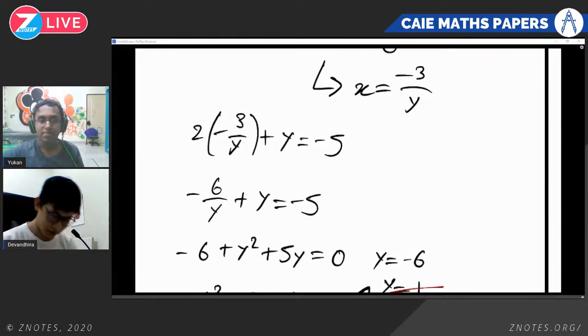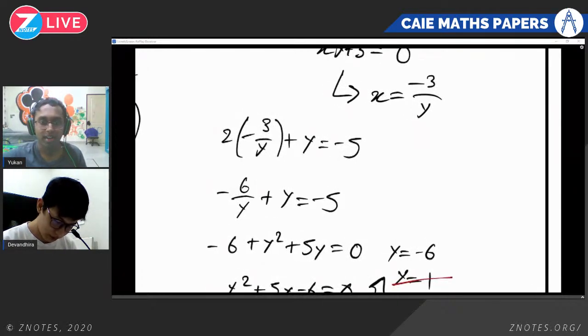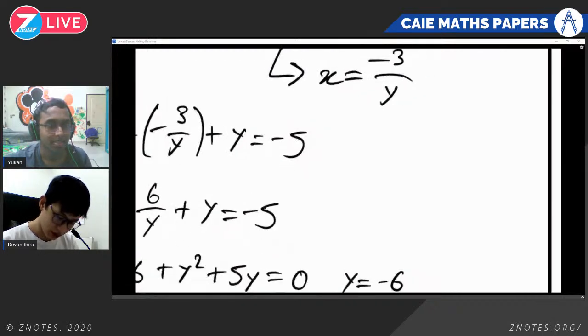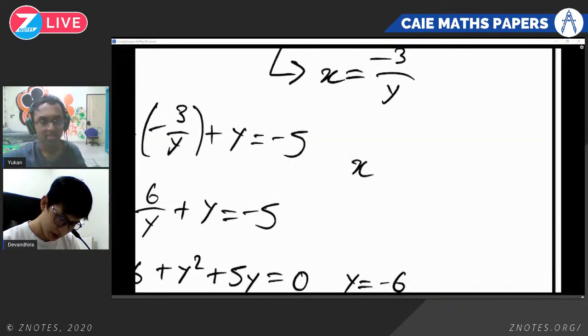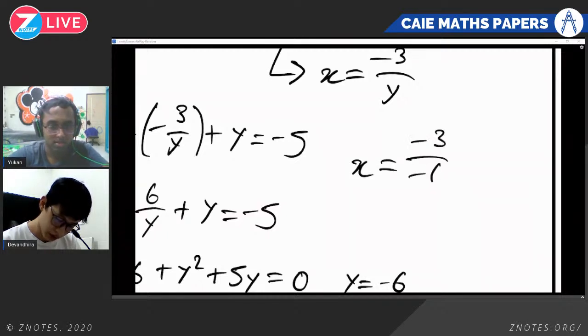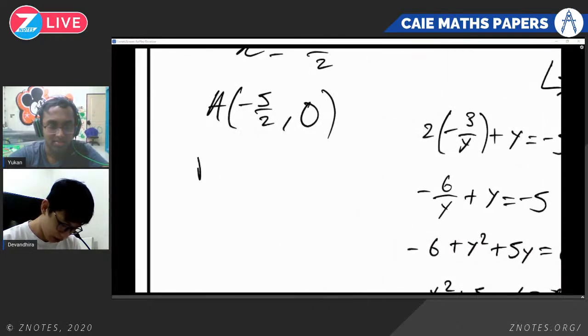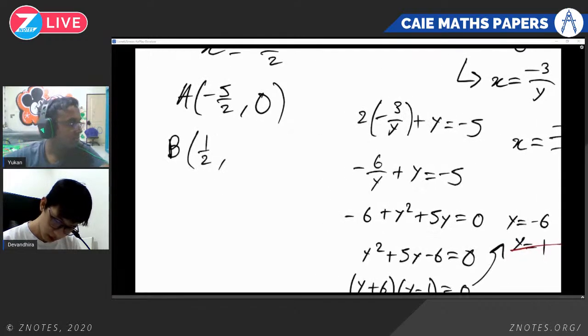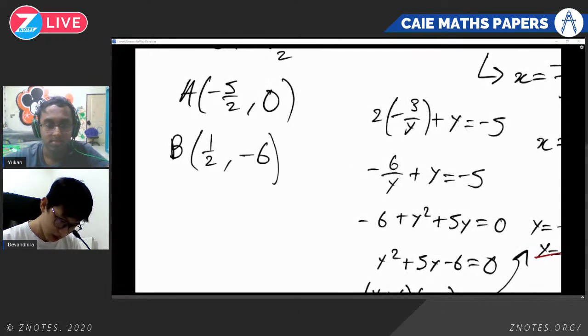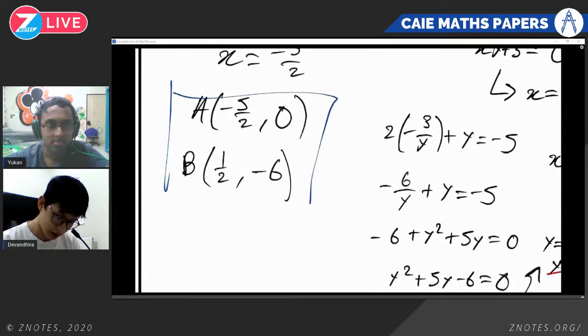No, you have to substitute that back into your x equation. So that gets us the coordinate. Exactly. So we have x is equal to -3 over -6, which is just half. That means our b coordinate right here is 1 over 2, comma, -6. And that's it. That's your answer for this question.